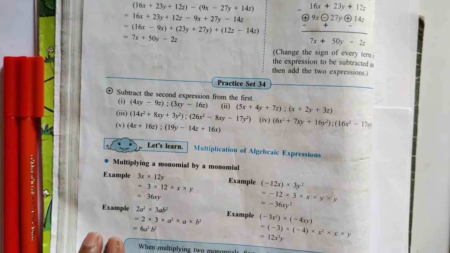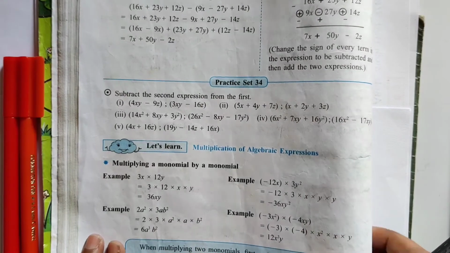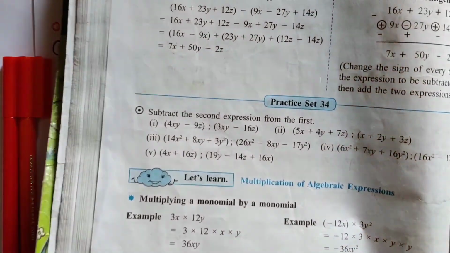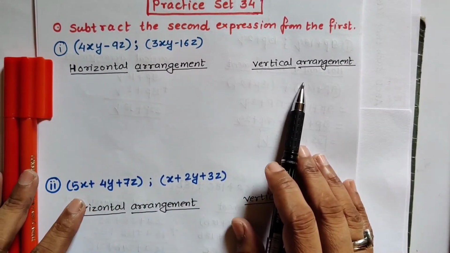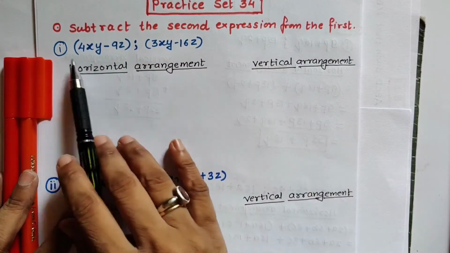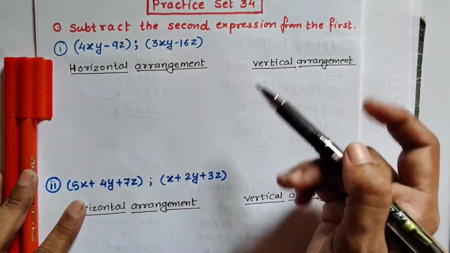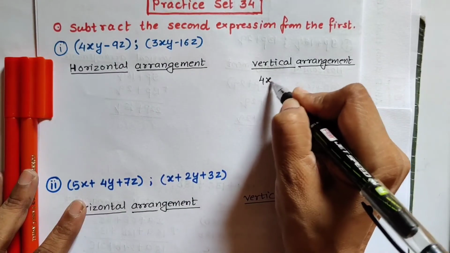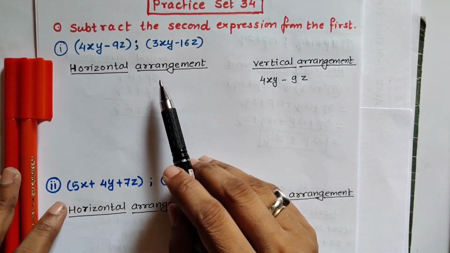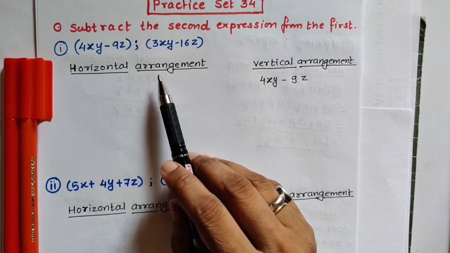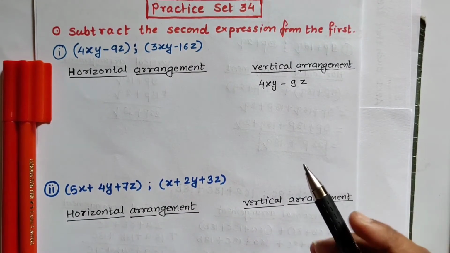So see children, in practice set 34 we have to do the subtraction of polynomials. So let us see how to solve. It is the same as that of 33. So we have to solve it in two arrangements, horizontal as well as vertical. I have written the sums. Subtract the second expression from the first. So we write the first expression, 4xy minus 9z, and then as we have done in practice set 33, we have to write the like terms one below the other, and then we will do the subtraction.